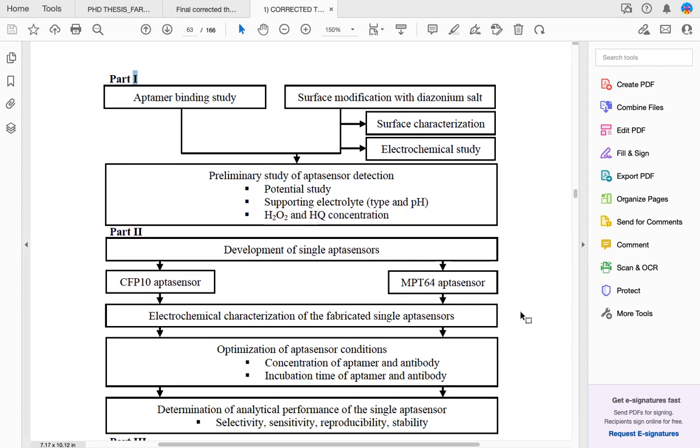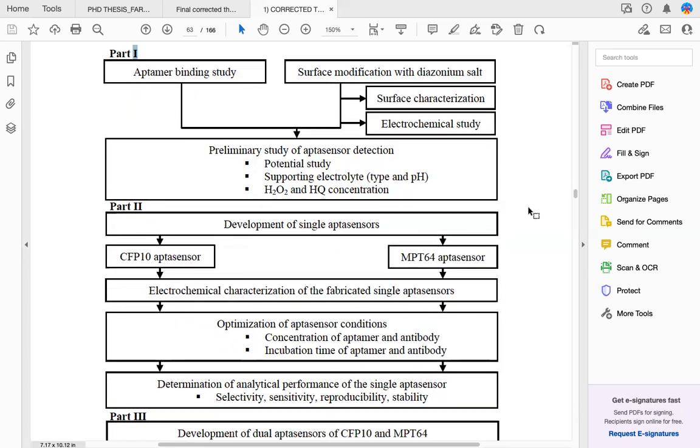The thesis started from, even though some terms you don't understand is okay, it's about the biomolecule. Okay, so aptamer is a biomolecule. So this is what the thesis started with. And then there is some surface modification, and surface characterization, followed by electrochemical study. That will be part 1. So the electrochemical study clearly only covers a few parameters, it does not cover a lot.